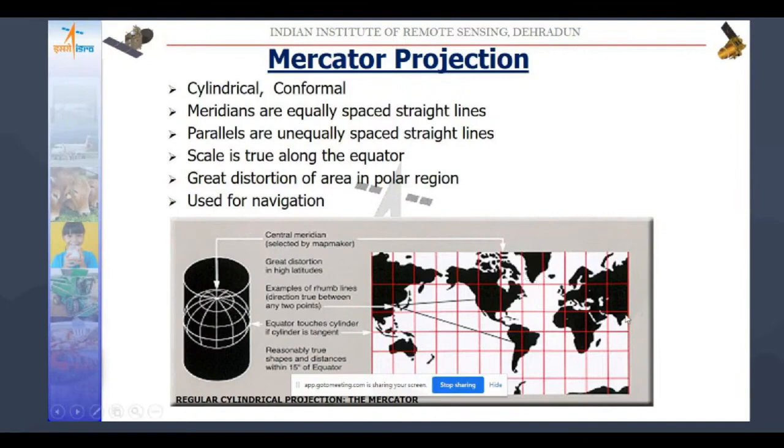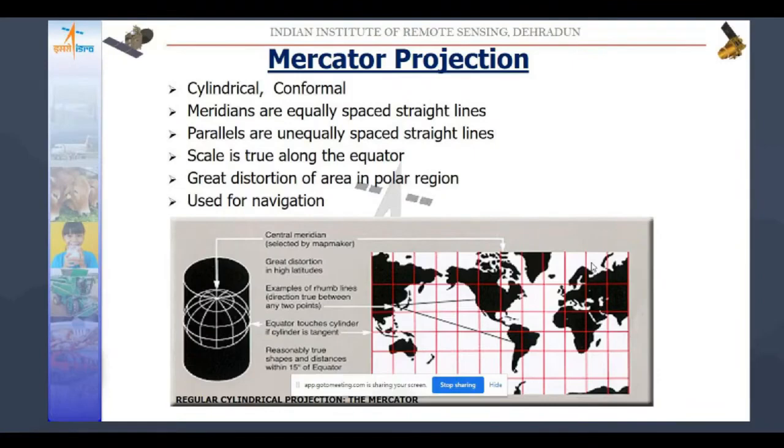This one is basically for the Indian region, because it says the scale is true along the equator. Scale is true means there is no distortion along the equator line. So for the equatorial region or nearby regions I can use it, but for the polar region, where there is great distortion, I will not use this for GIS analysis. This is just an example.